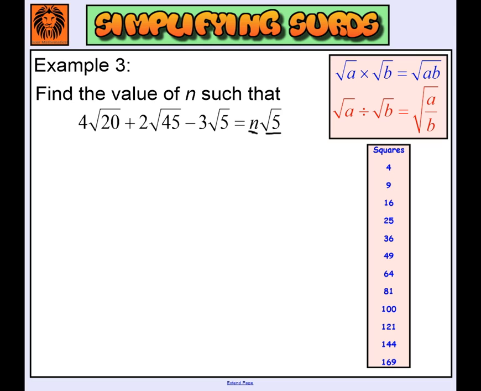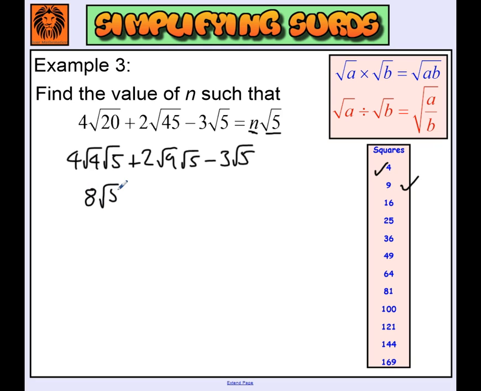So looking at 4 root 20, we know the biggest square number has to be 4, because 4 times 5 is 20. So this becomes 4 root 4 times root 5. Remember, we don't need to write the multiplication sign between these. Plus 2 lots of root 9, because 9 times 5 equals 45. Take away 3 root 5. Now root 4 equals 2, so 2 times 4 is 8, so this is 8 root 5. Plus 2 lots of root 9, root 9 is 3, so this is 6 root 5. Take away 3 root 5.